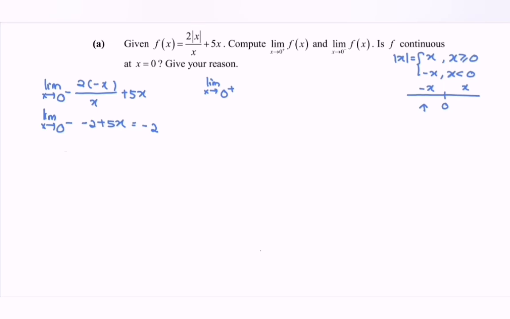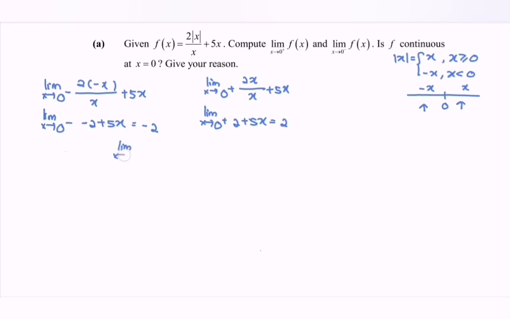Focus on the right. So the limit when x approaches 0 from the right, we have the function 2 multiplied by x, because towards the right, over x, plus 5x. Rewrite the situation: the limit when x approaches 0 from the right. So we have 2 plus 5x. If we substitute the value, y will be approaching 2.